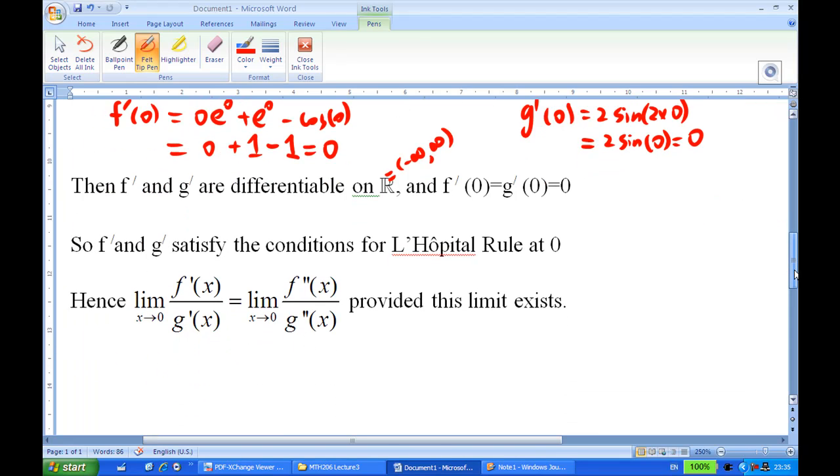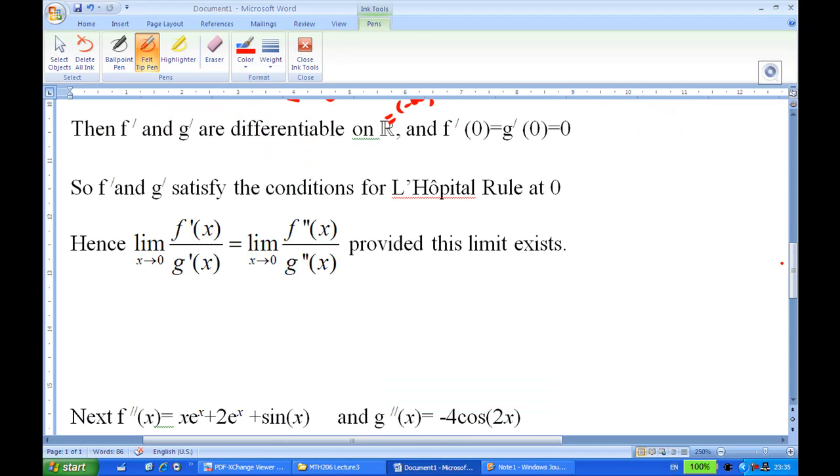So we know that the limit is equal to the limit as x approaches 0 of f double prime over g double prime, provided that the latter limit exists. So now what are f double prime and g double prime? Let's work it out again. We know f prime was x e^x plus e^x minus cos x.